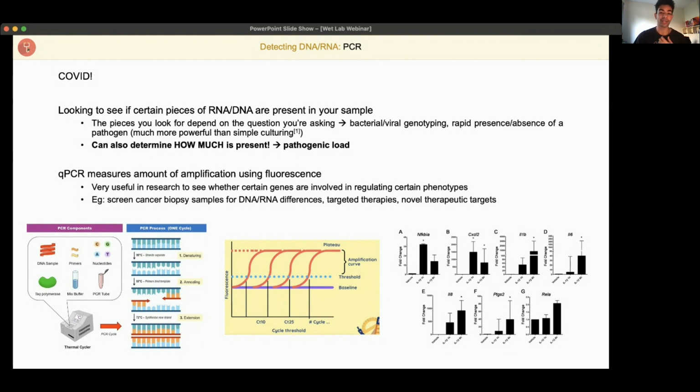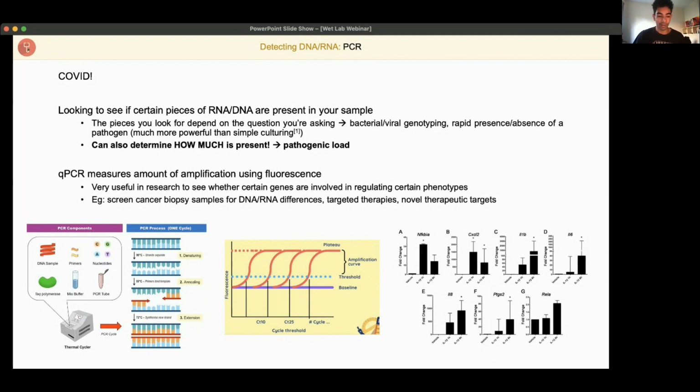So yeah, you can look at pathogenic load using PCR, and it's incredibly powerful because you can multiplex the technique quite heavily. So if you have different primers, so primers are the components which are needed to start a PCR reaction to get the polymerase enzyme to even work in the first place. If you use multiple primers that correspond to different sections of DNA, you can check whether all those fragments of DNA are present all at the same time.